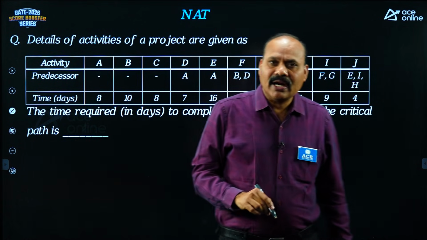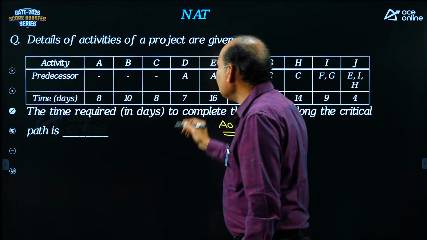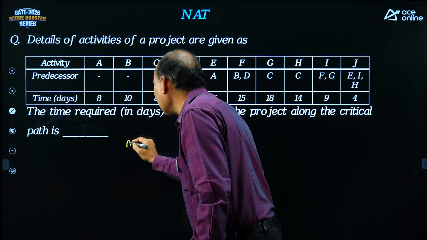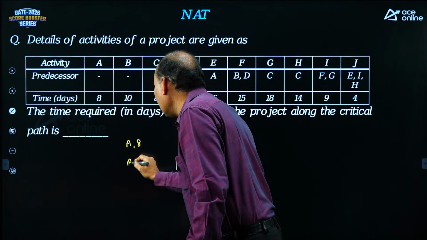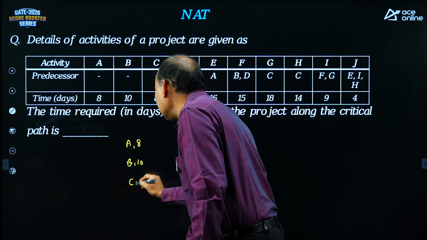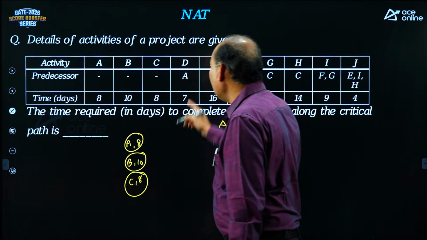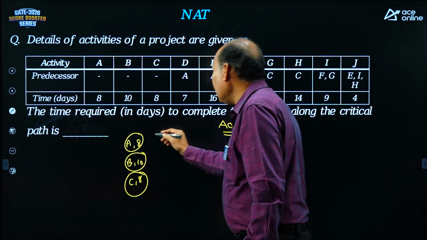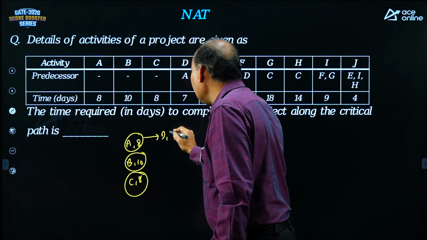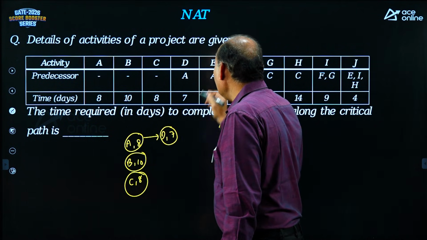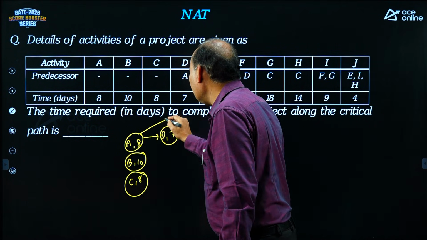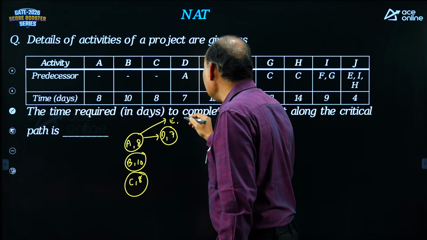The given data will guide us. A, B, C have no conditions, just similar to the previous question type. A 8, B 10, C 8, three circles in the beginning. D after A, E after A. What is the duration of E? 16.